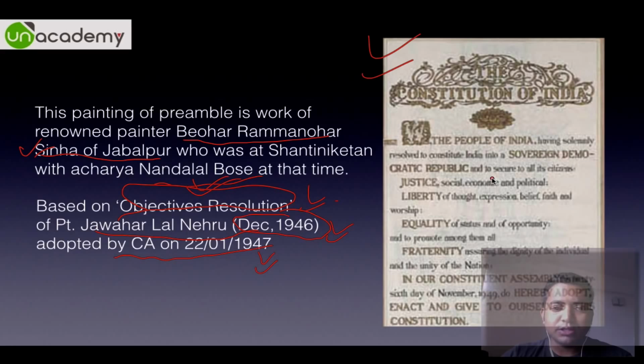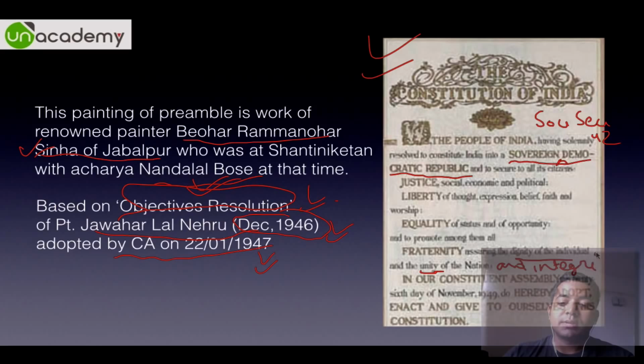What I wanted to focus on is three parts. Can you see this line, sovereign, democratic and republic? We added two more words, so it is sovereign, socialist, secular, democratic, republic. This was added by the 42nd Amendment Act. And can you see this point, dignity of the individual and unity of the nation? After unity we have integrity of the nation. These were inserted by the 42nd Amendment Act 1976. I'll have a separate video on that amendment if you want me to.